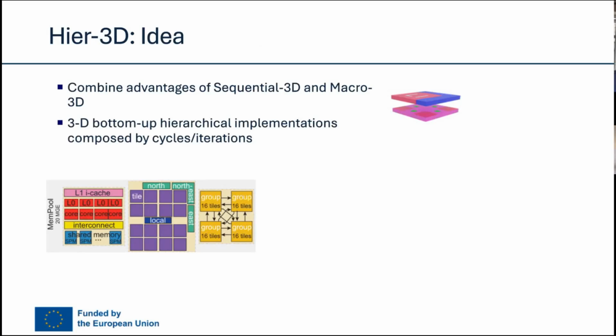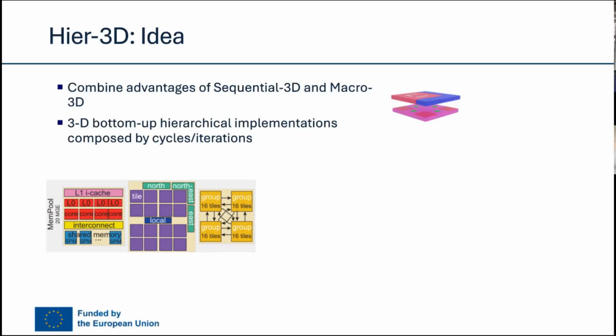With this idea in mind, now we can try to address how we can extend this Macro-3D tool to cover more complex scenarios. The fundamental idea is to try to combine the advantages of sequential 3D in terms of floorplanning, freedom for the partition, and Macro-3D in terms of seeing the complete stack flow. And for that, what we are going to use is a bottom-up hierarchical approach where we decompose our implementation problem in different cycles of iterations.